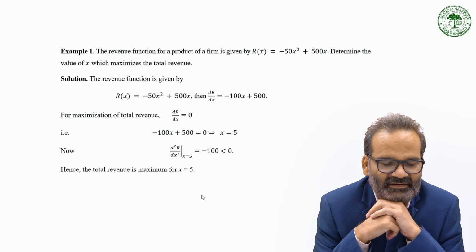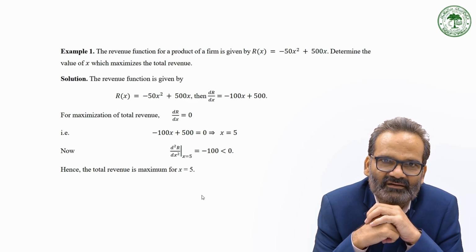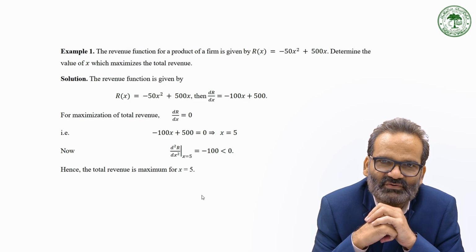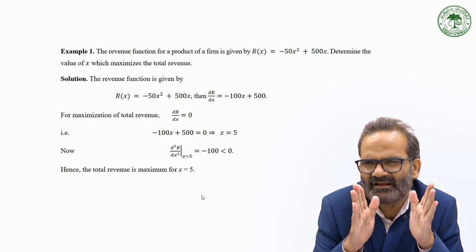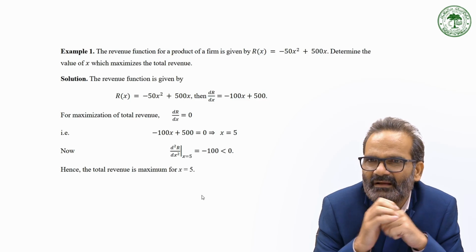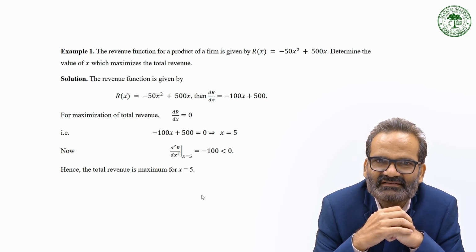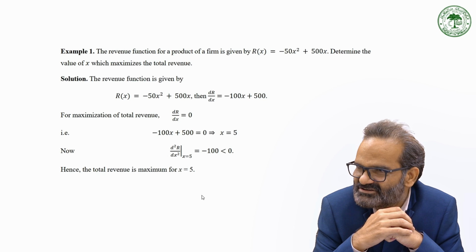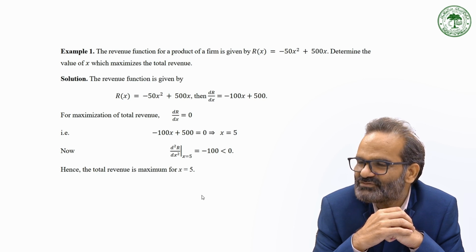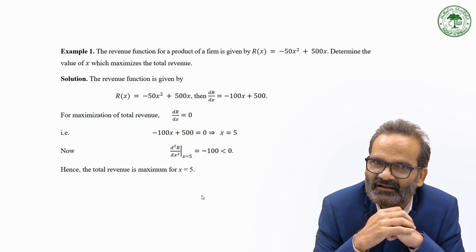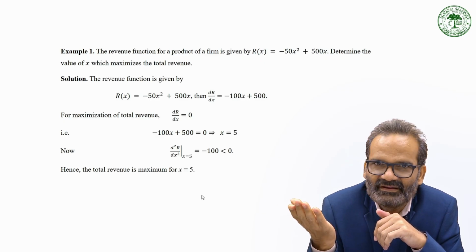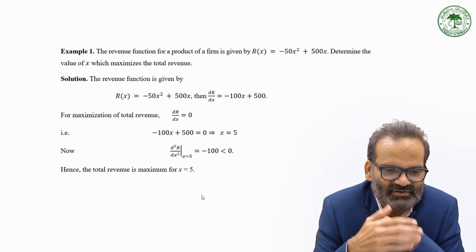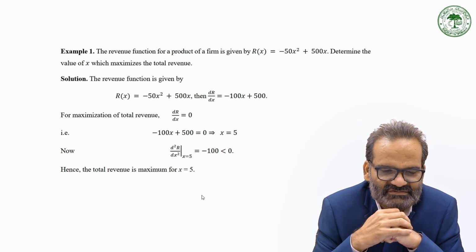We can use the same procedure. Say in this example, the revenue function for a product of a firm is given by R(x) equals minus 50x square plus 500x. This is the revenue function given to you. Determine the value of x which maximizes the total revenue, that is, how much quantity must be sold so that the revenue is maximum. x means how many units of the commodity are being sold.